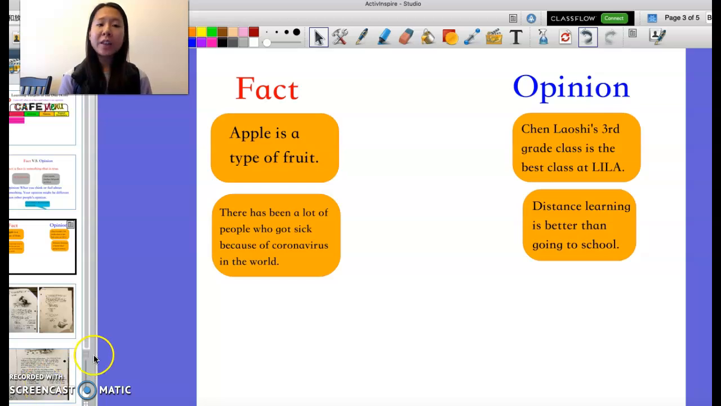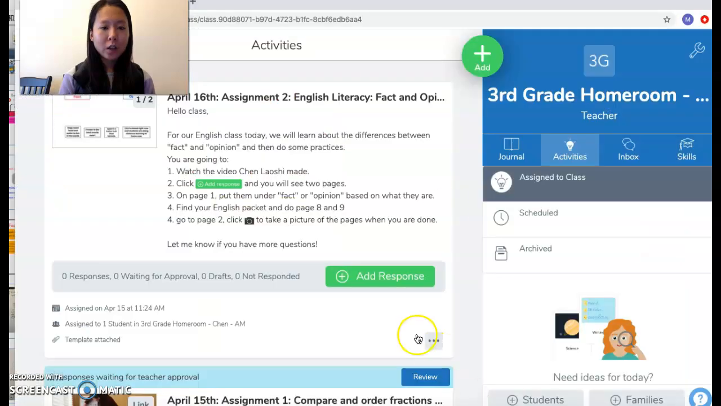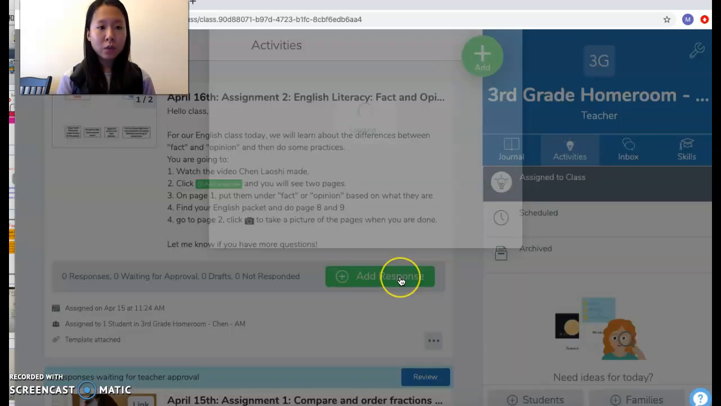All right, so now that we learned what is a fact and what is an opinion, we are going to do some practice at Seesaw. So I'm going to teach you how to do that right now. Okay, so if you go to Seesaw, you will see this assignment and you will see this video that I'm making right now as well. So you're gonna first watch this video that I'm making right now. And then after you watch the video, you're gonna click add response.